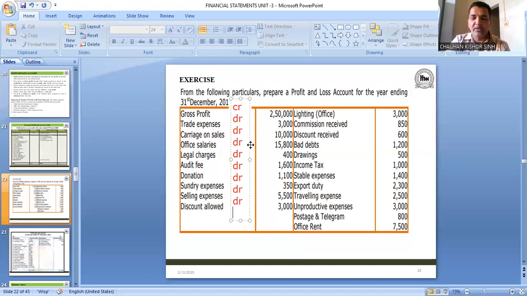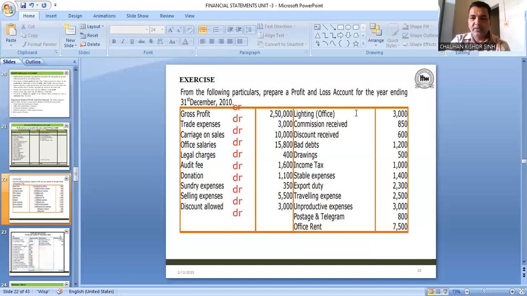So as I told, 10% of 50,000, suppose 5,000. This is one imaginary figure I have taken. So 5,000 rupees discount I will give to my customer because he has made early payment. Otherwise, I have to wait for 3 months. So that is discount allowed. This is one type of our expense related with the sales. So on the debit side, all these types of indirect expenses will come.